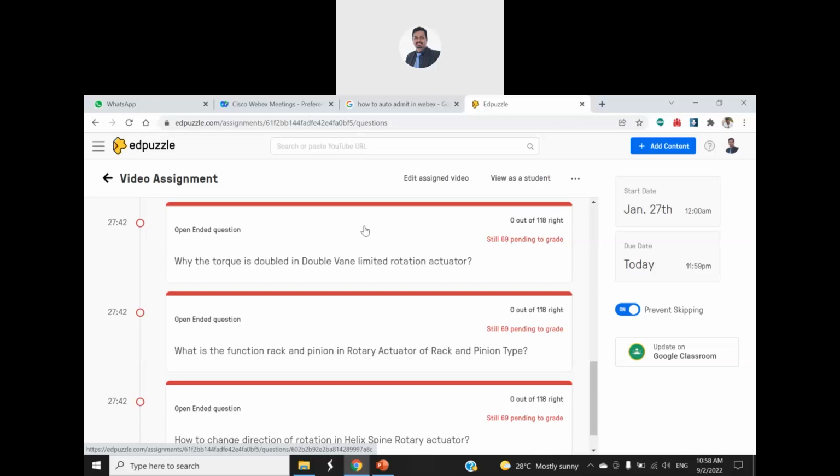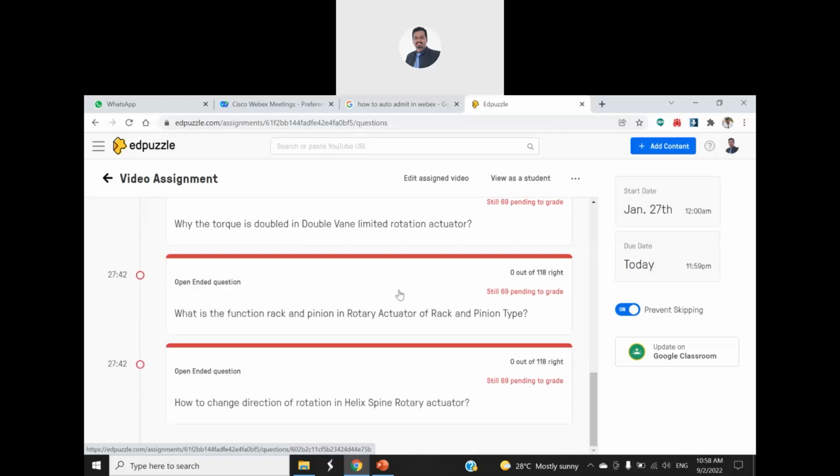Okay, ada soalan? Okay, so we have two more questions. What is the function of rack and pinion in a rotary actuator of rack and pinion type?